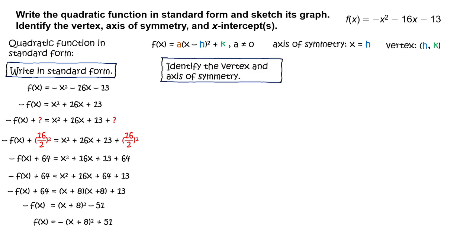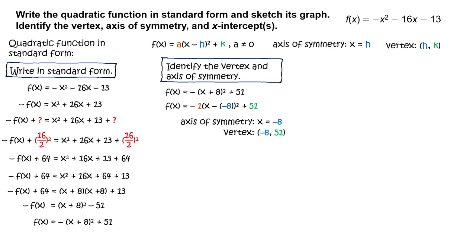Next, identify the vertex and axis of symmetry. First, write f(x) = -(x + 8)² + 51. Rewrite as f(x) = -1(x - (-8))² + 51. So the axis of symmetry is the vertical line with equation x = -8, and the vertex is the point (-8, 51). Now you're ready to find the x-intercept or intercepts.